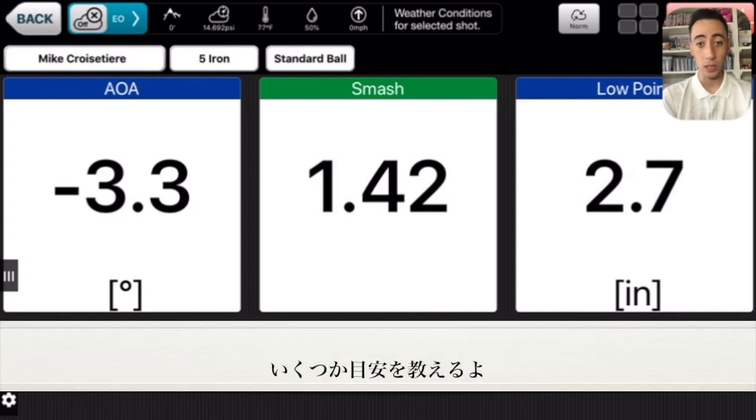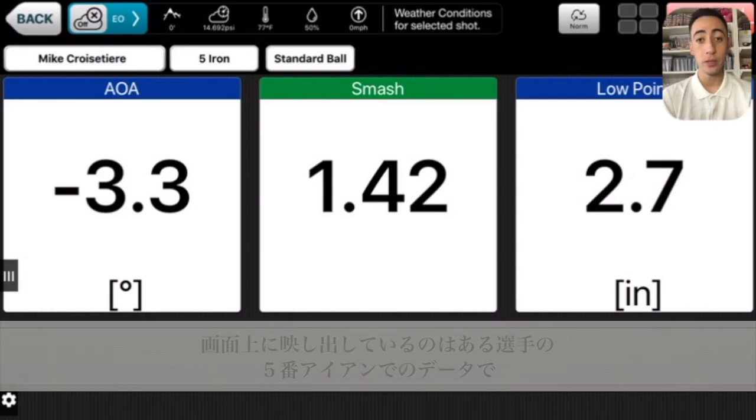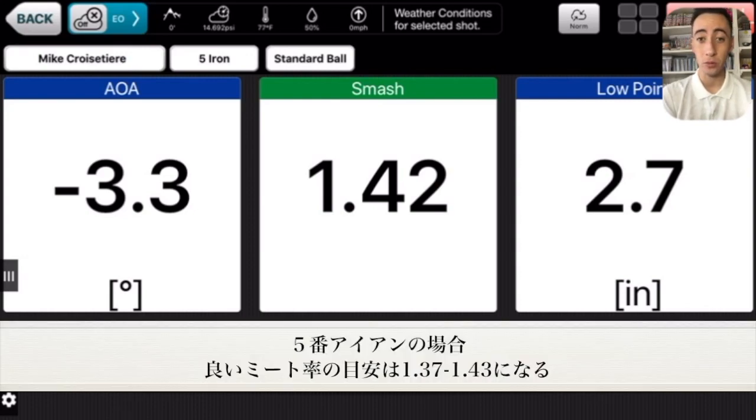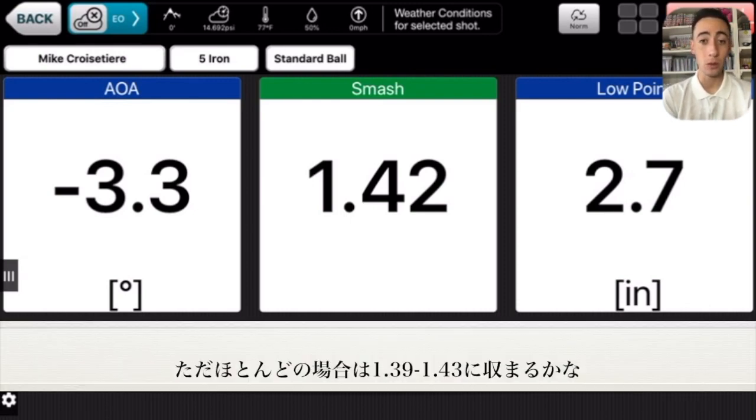So to give you guys some ranges here, this is a 5-iron that this player is currently playing. If you're hitting a 5-iron, a good smash factor range is anywhere from about 1.39 to about 1.43, which is where you're going to see most people. If you get a 1.45, that's a pretty good strike, but most people are going to be in the 1.39 to 1.43 range.